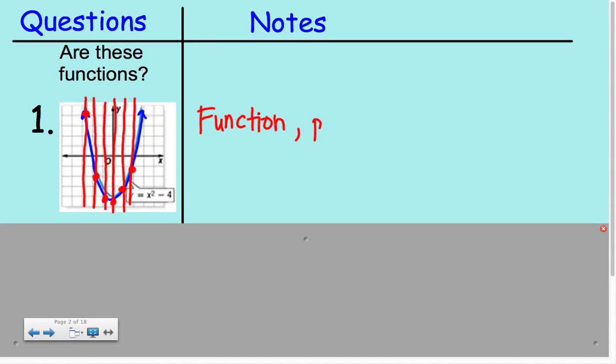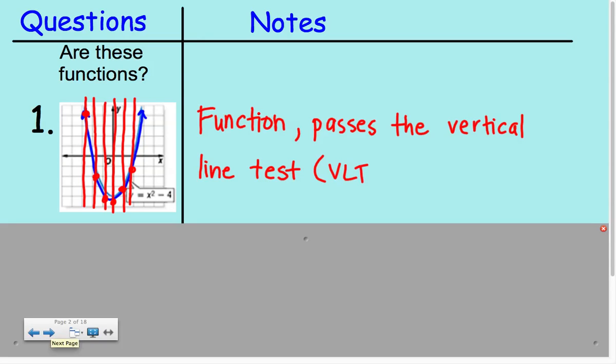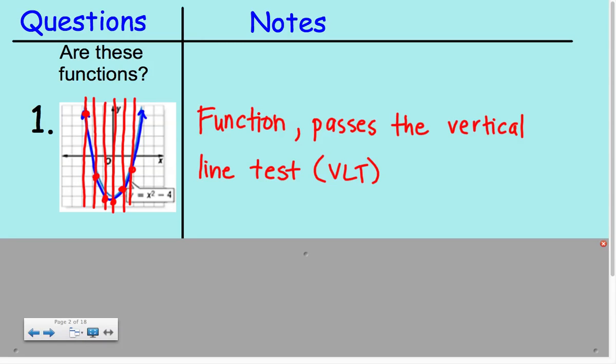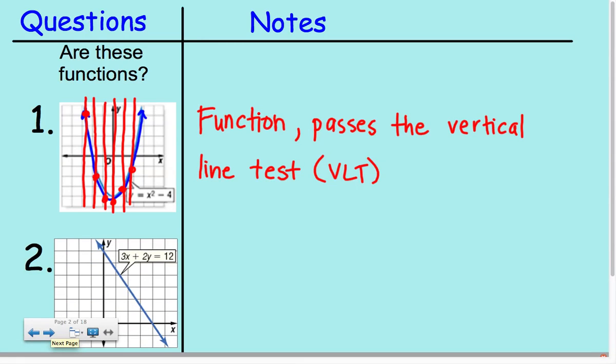And we know that because it passes the vertical line test, also known as the VLT. Let's look at another one. It can be a little bit confusing to figure out the vertical line test at first, but I think after you do a few examples, it'll start to make sense. Let's look at the next one.